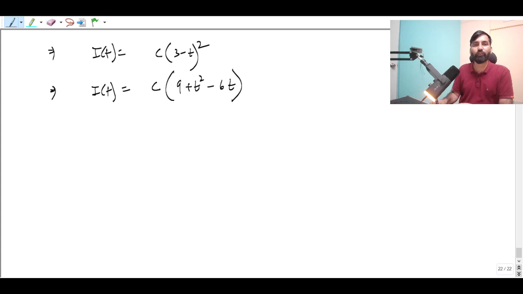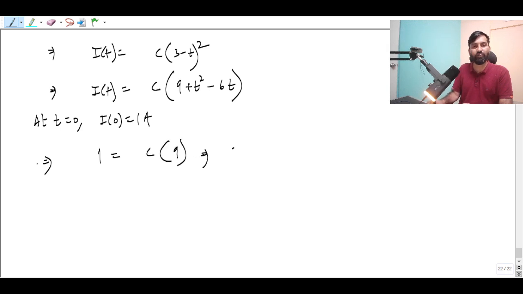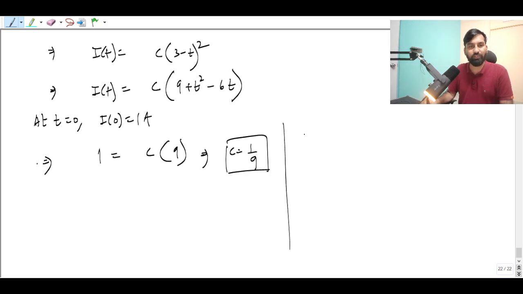Now what you can do here is, at t equal to 0, they have mentioned that I of 0 is nothing but 1 ampere, right? In the question it is mentioned. So 1 equals c times 9, so from here you can say c is going to be 1 by 9. You got this constant. I believe this is fine. Now you can just plug it in, so it will be it is equal to 1 by 9 times (9 plus t squared minus 6t).